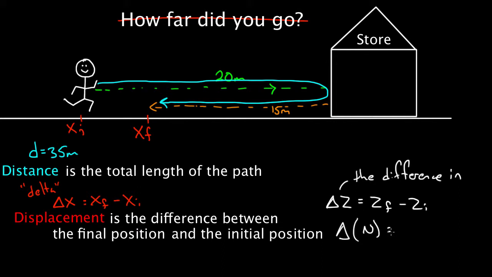You know what N is? I have no idea. But if I took delta N, it'd be the final minus the initial. You know what it isn't?